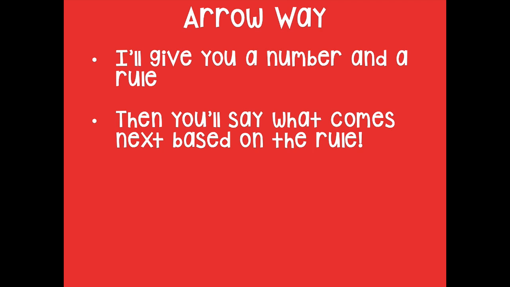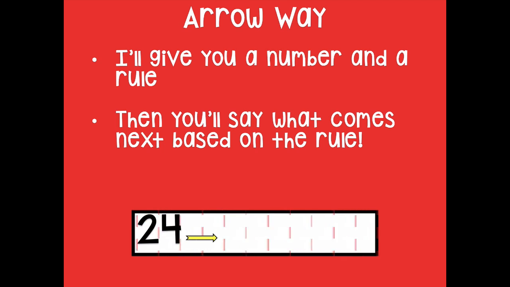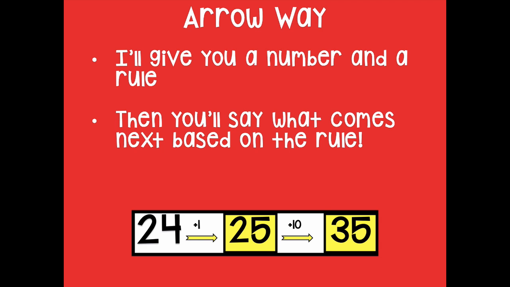All right, friends, I just want to review the arrow way. So let's take a look. I'll give you a number and a rule. Then you'll say what comes next based on the rule. So let's do one example first. So if I said 24 and the rule was +1, what number would come next? Yeah, 25. And then if I gave you another rule of +10, what would come next after that? 35. Good.